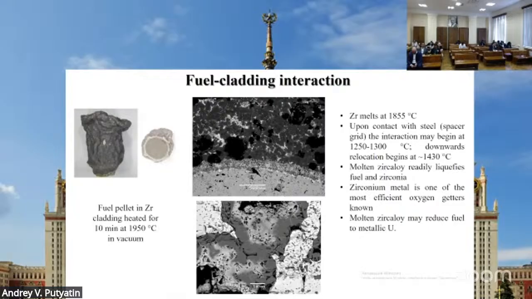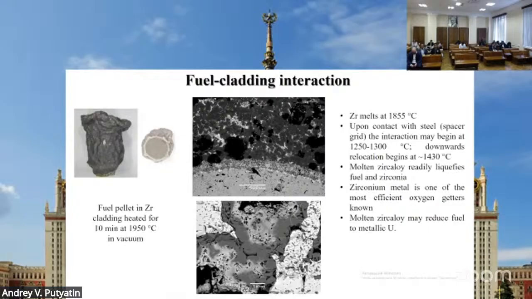You can make it in an inert atmosphere, in steam, or in oxygen. But what is important is that zirconium or zircaloy melts at approximately 1800 degrees centigrade. It is a relatively high temperature. But if you have a contact of zircaloy with steel, for example, with the spacer grid and so on, you can form eutectics, and the melting temperature of the eutectics between steel and zirconium is approximately 1300 C.